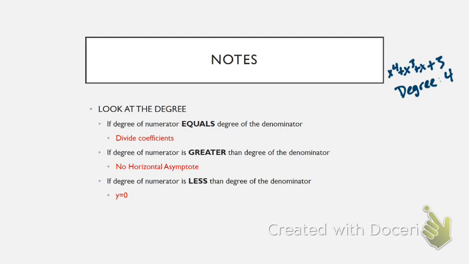If the degree of the numerator is greater than the degree of the denominator, so if we have something like x to the fifth over x squared, 5 is bigger than 2, so the degree of the numerator is larger. If that happens, there will be no horizontal asymptote. If the degree of the numerator is less, so if we had x squared over x to the fifth, where the numerator is less than the denominator, then we have an asymptote at y equals 0, which is kind of like the parent function. I would pause it, write these down, and put this somewhere safe.